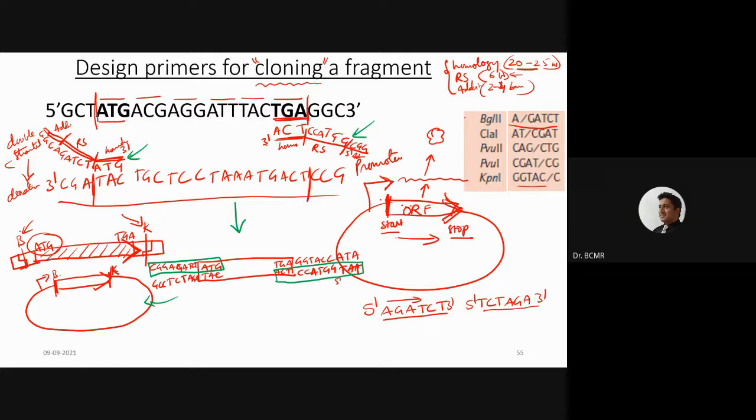Those are my cloning primers. But anytime you are representing, you have to write it in 5' to 3' direction. Even if you are ordering, it should be in 5' to 3' orientation only.